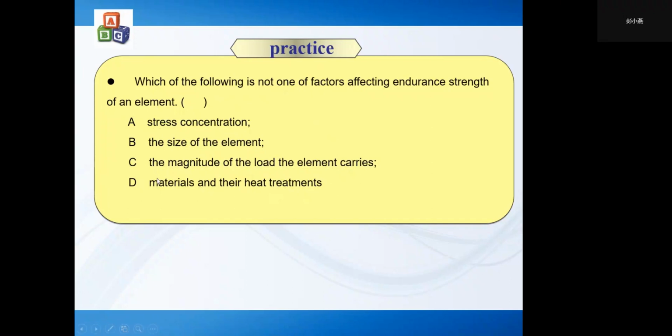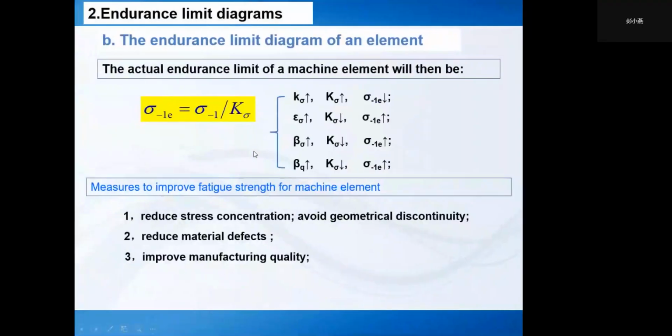A, B, C, D, we choose which one? Okay, let me explain the four factors.